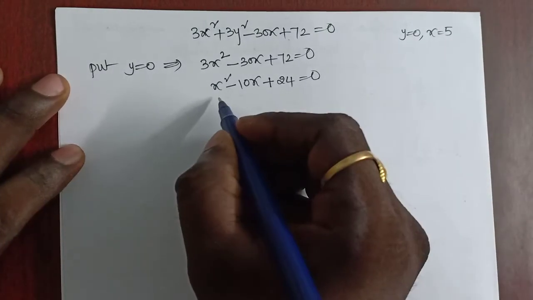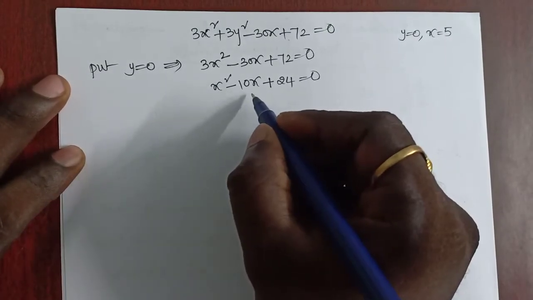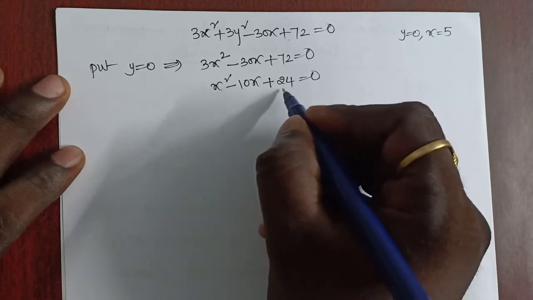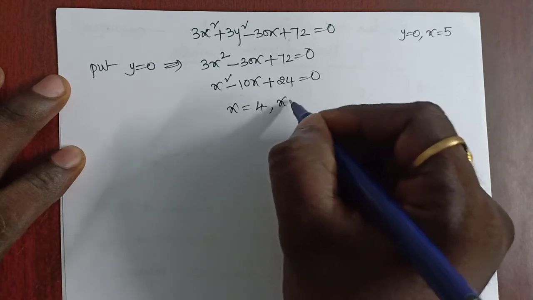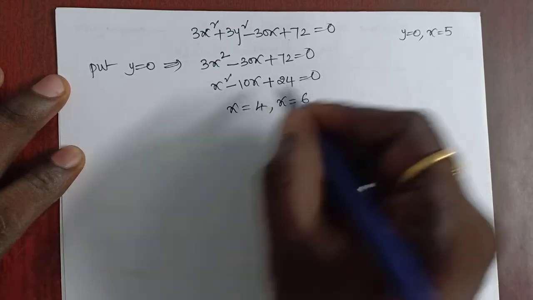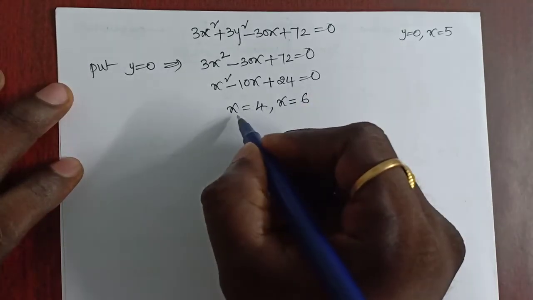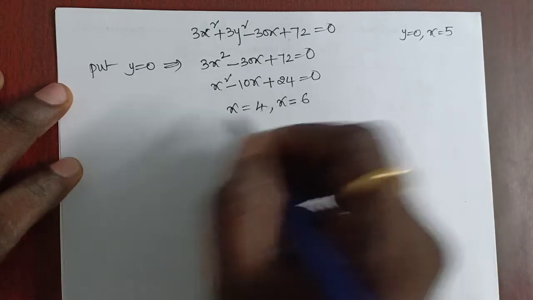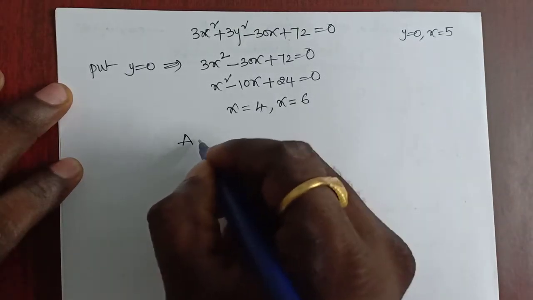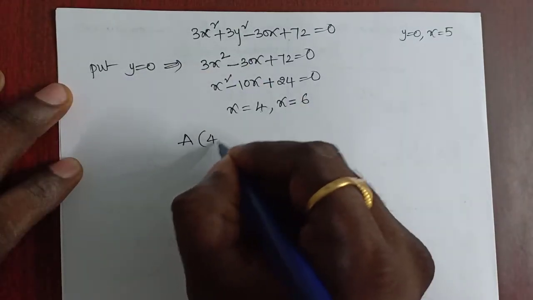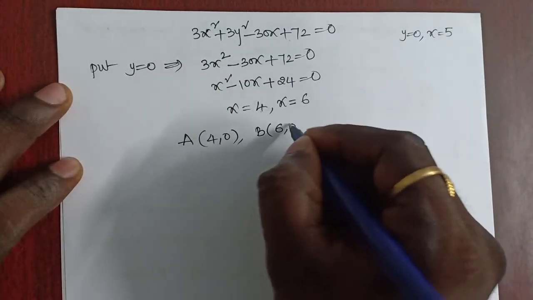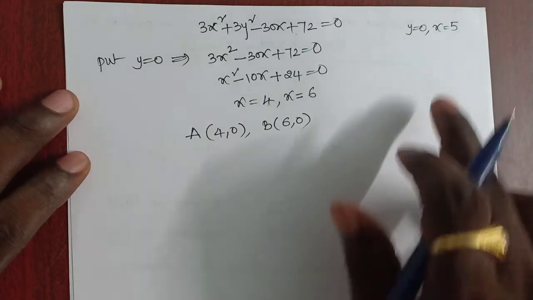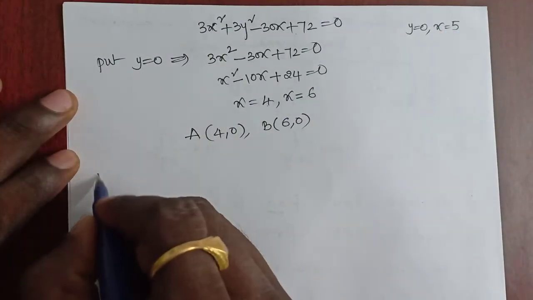Now while solving this, x square minus 6x minus 4x plus 24 equal to 0, then the roots are x equal to 4, x equal to 6. After solving this quadratic equation, we get the roots are x equal to 4 and x equal to 6. Then the points are, one is x 4, y 0, so it is 4 comma 0, and the second one 6 comma 0. The first one is over. Now coming to the x equal to 5.